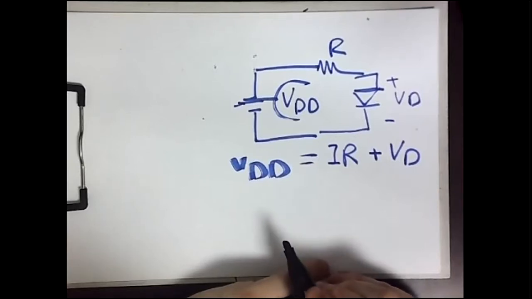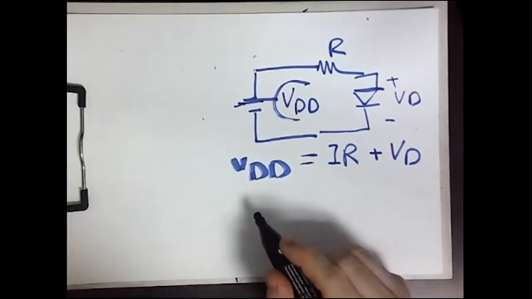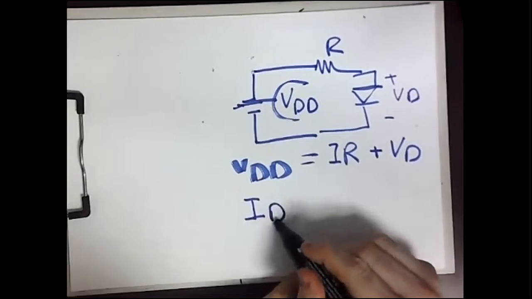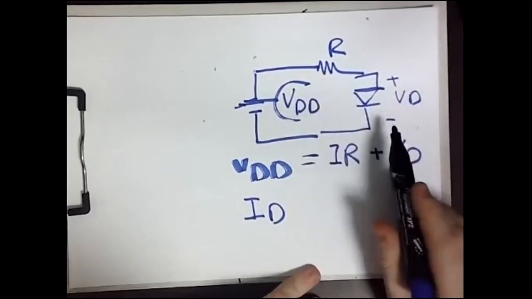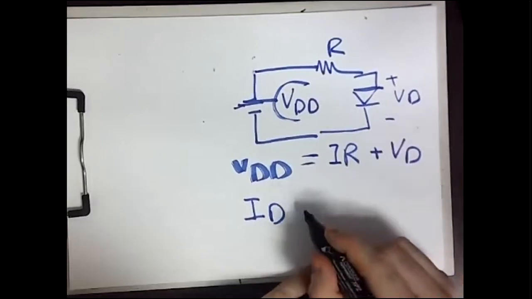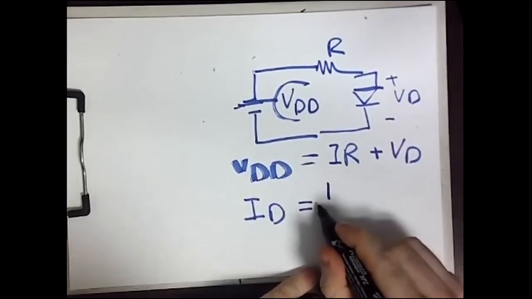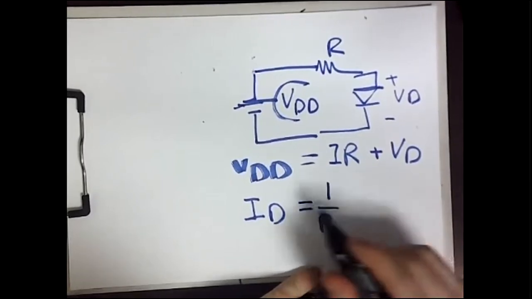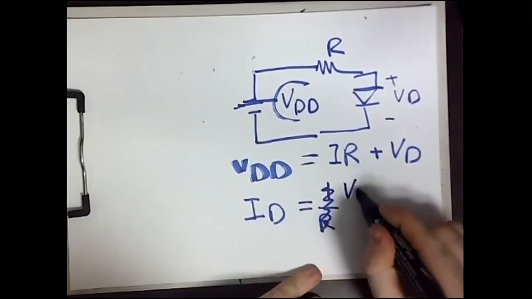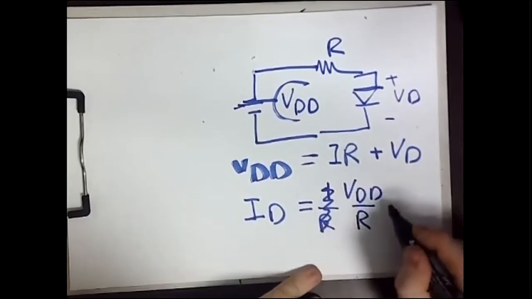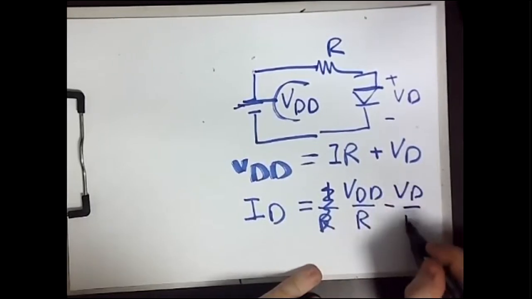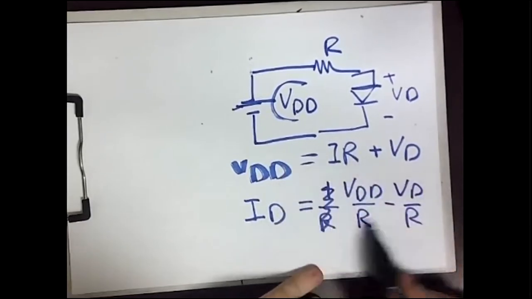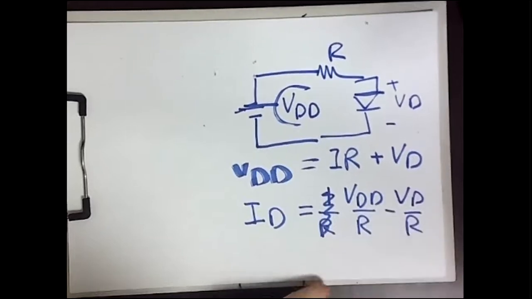Or what you can say also is that I, which I can call ID because this is the current flowing in the resistance as well as in the diode, equals VDD over R minus VD over R. This is simply when I move VD with a minus sign and then divide by R. So ID equals VDD over R minus VD over R.